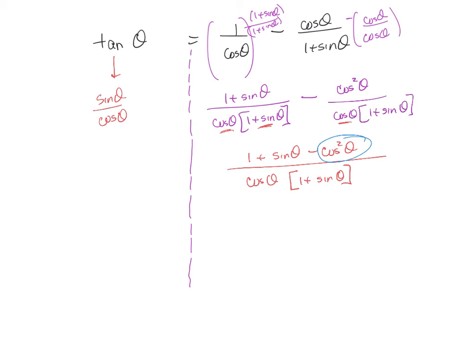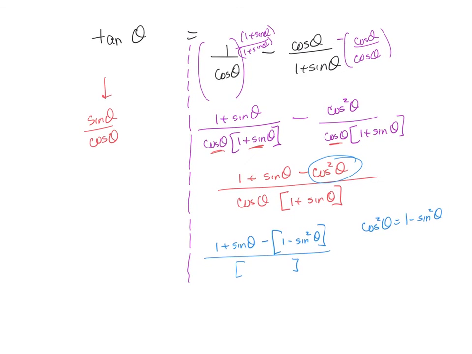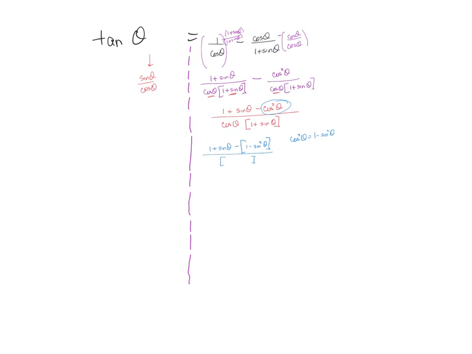Well, let's use Pythagorean's theorem. I know that cosine squared theta is equal to 1 minus sine squared theta. Okay, that's manipulating Pythagorean's theorem. So let's plug it in. I get a 1 plus sine theta minus, don't forget your parentheses, 1 minus sine squared theta. And let's see what happens. So all over this denominator. I'm not going to rewrite that. So right now it's going to stay there.